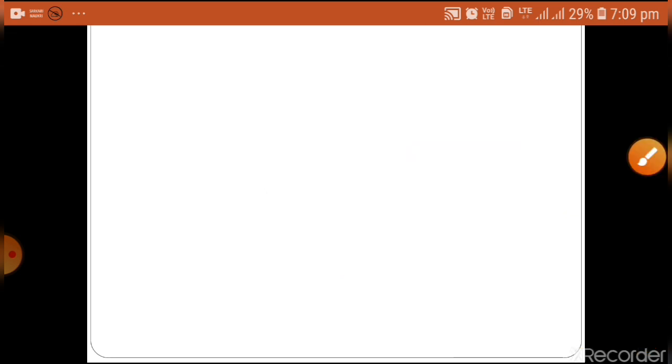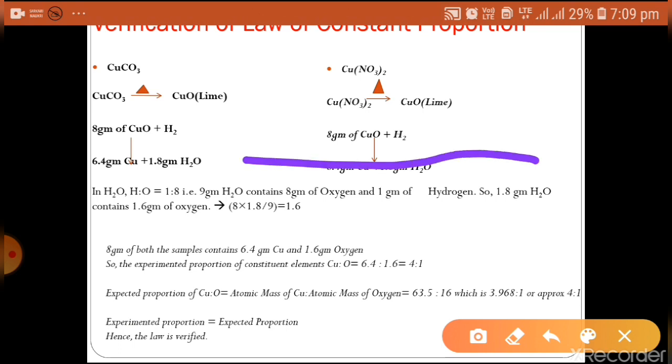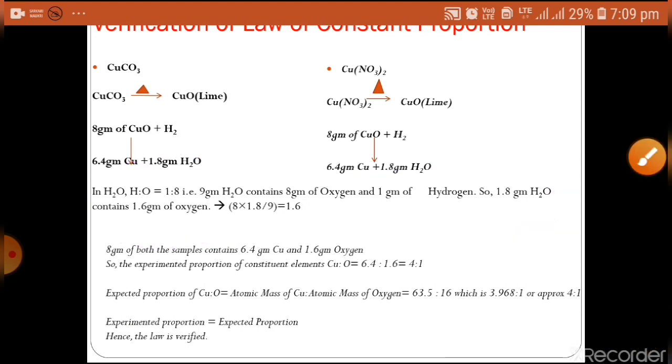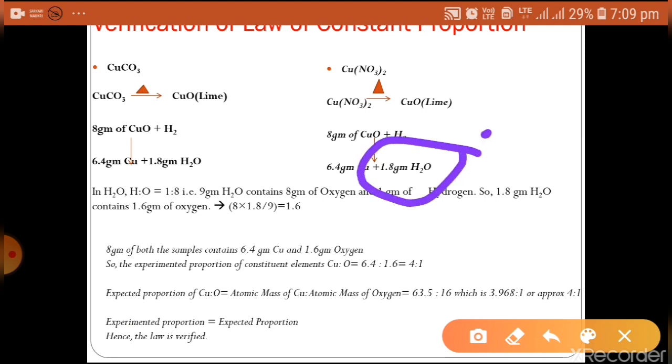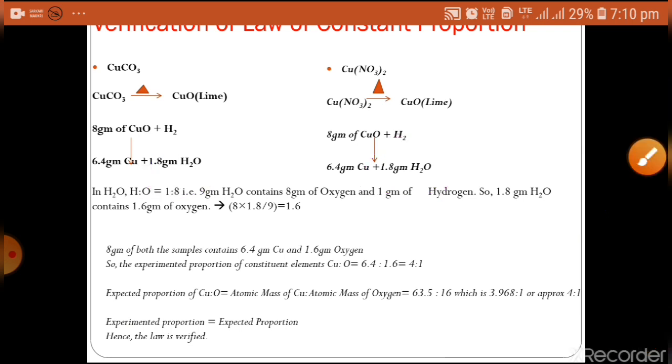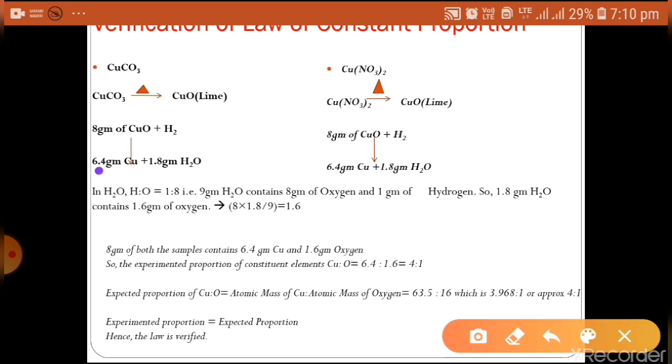So let us move towards the previous slide. So we were doing this calculation: 8 into 1.8 divided by 9. Your answer is 1.6. It means that 1.8 gram of water contains 1.6 gram of oxygen. So in both the samples we are getting 1.8 gram of water. It means that both the samples will contain 1.6 gram of oxygen and the remaining is hydrogen. So the main ratio we want to find is of copper and oxygen. So the weight of copper is simply 6.4 gram and the weight of oxygen is 1.6 gram.